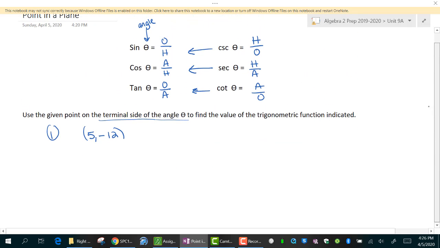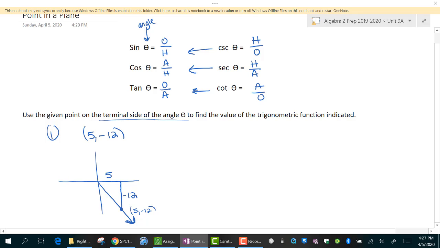So I want to start off by graphing this like I would any other coordinate point. I'm going to go right 5 and down 12. And they tell me that this is on the terminal side of our angle. So here's my ray for the terminal side. What I want to start by doing is creating a triangle with that terminal side and the x-axis. So I'm just going to draw a vertical line there. Now, if this point is 5, negative 12, I know that I went right 5 units and down 12 units. So this is positive 5, this is negative 12.